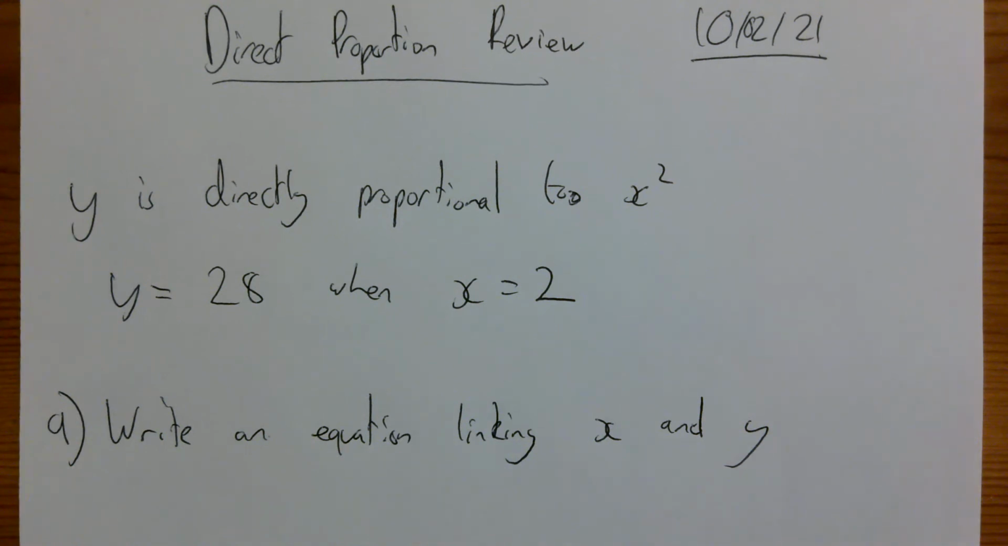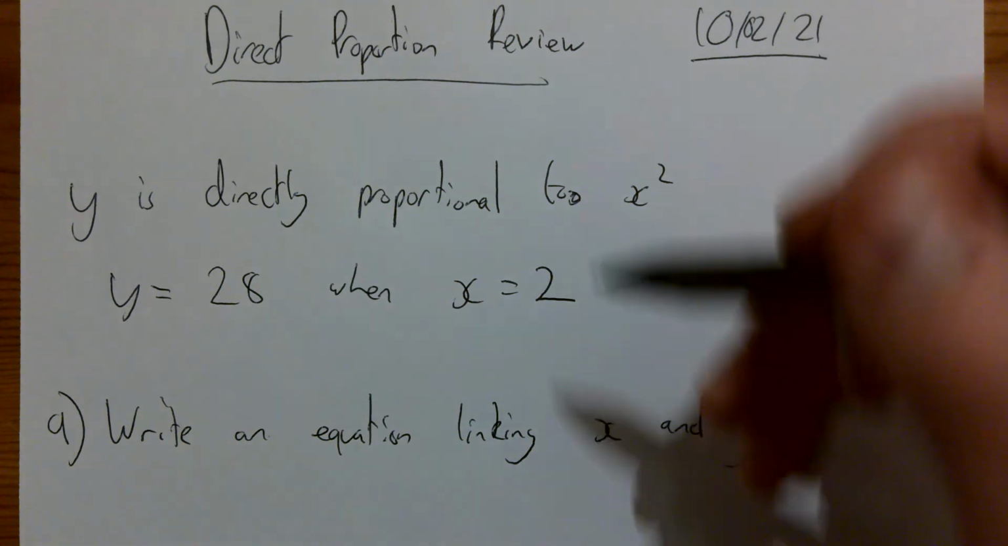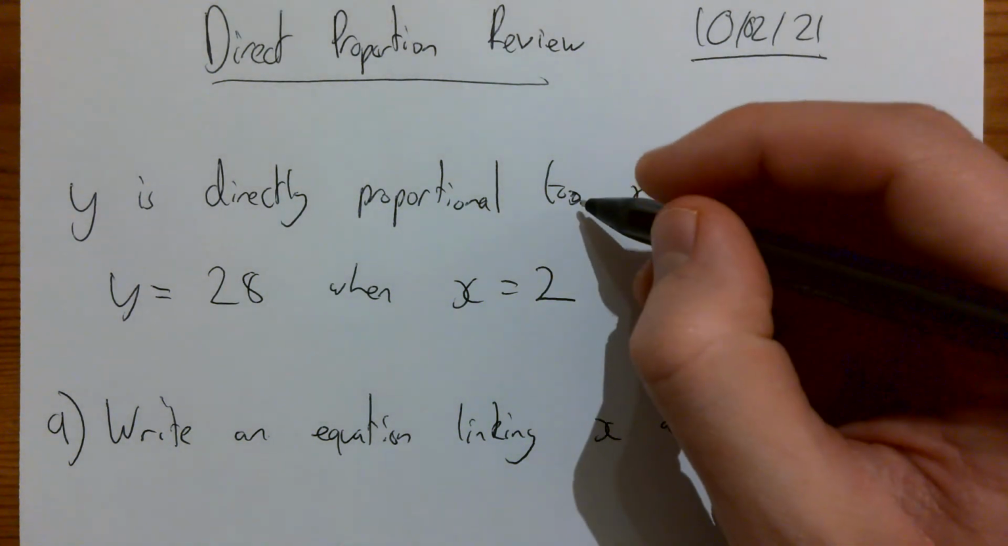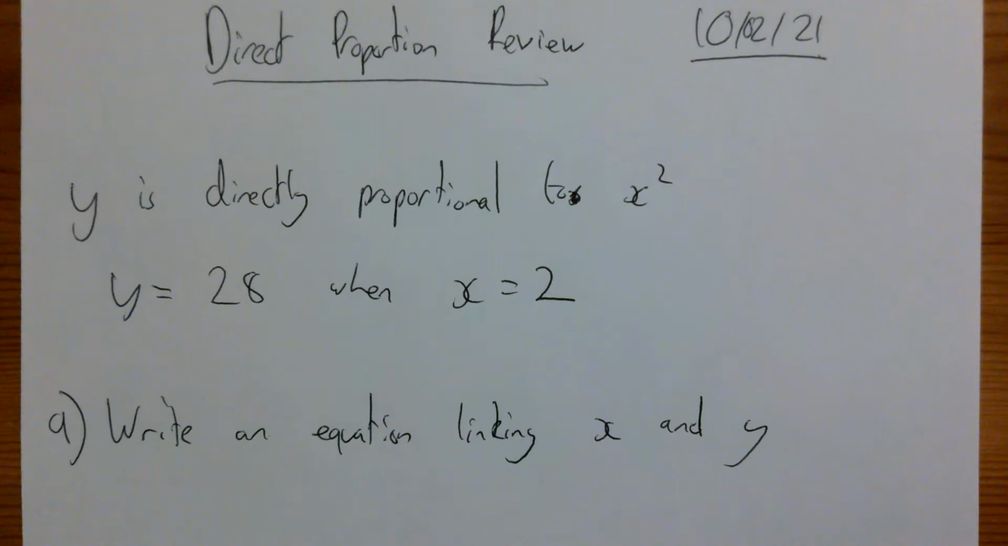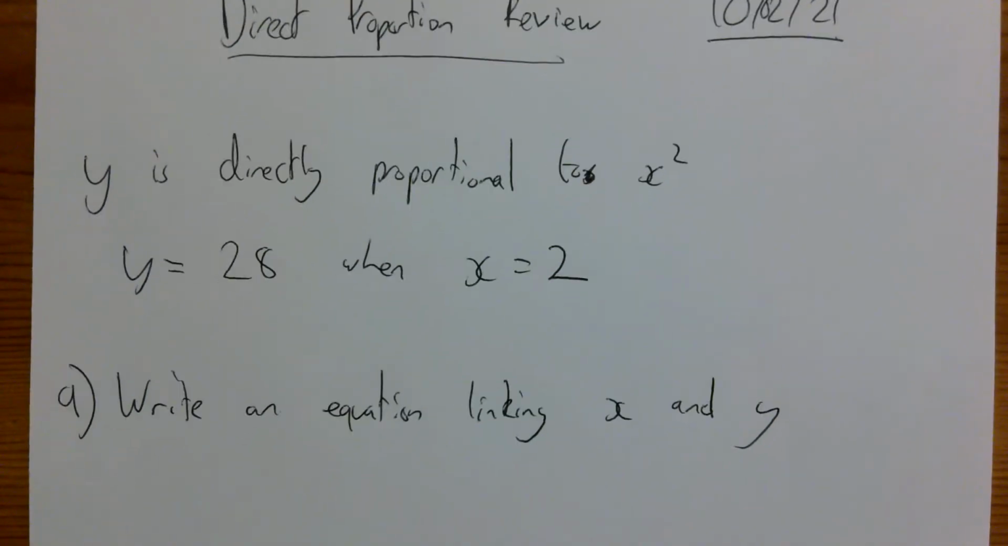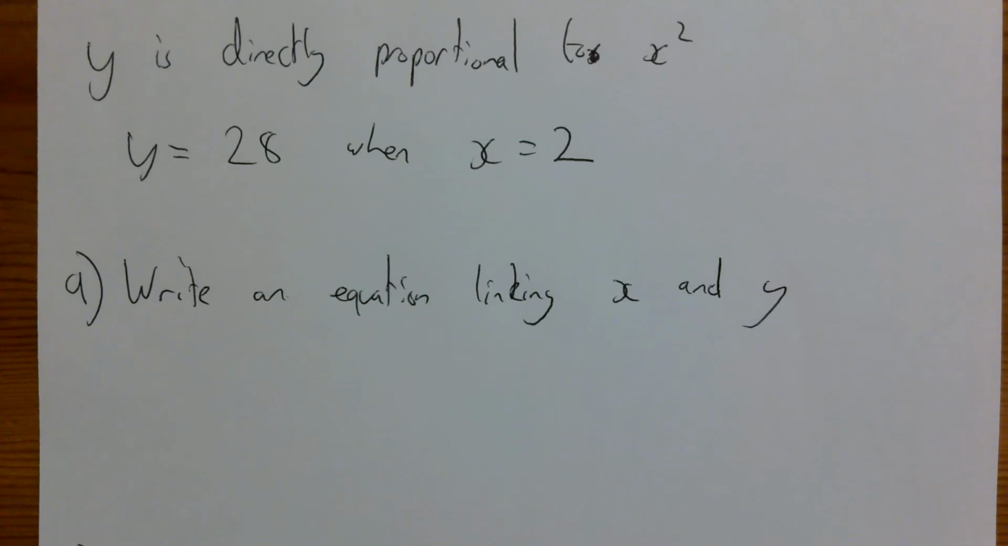So the example I'm going to do is y is directly proportional to x squared. I'm not sure what that scribble is there, but rest assured I've not misspelt 2. y equals 28 when x equals 2. Write an equation linking x and y.